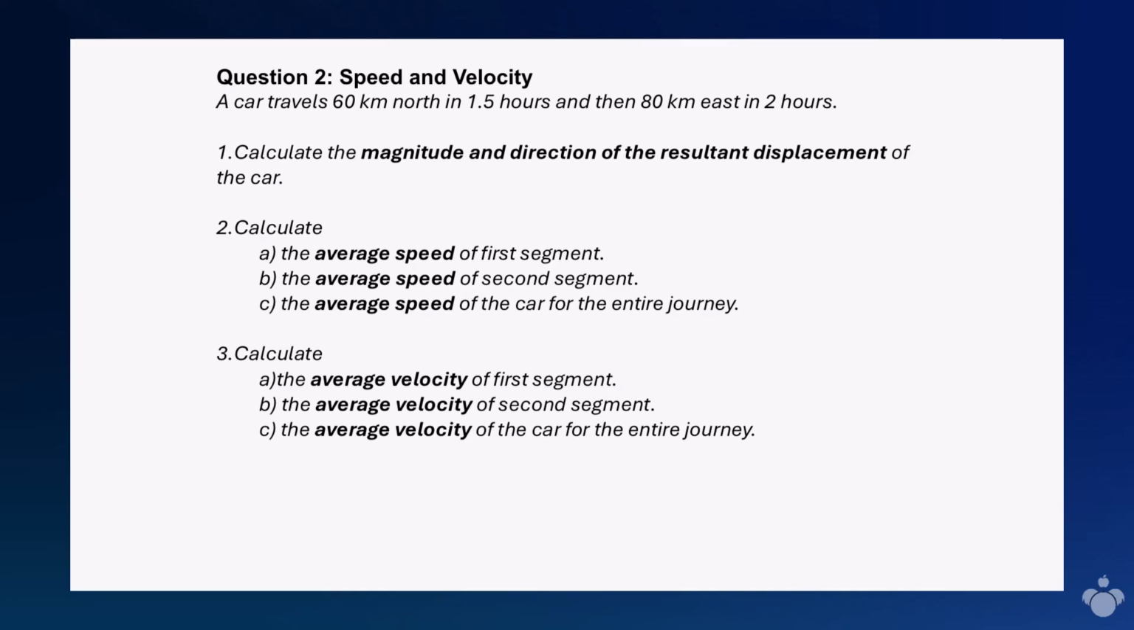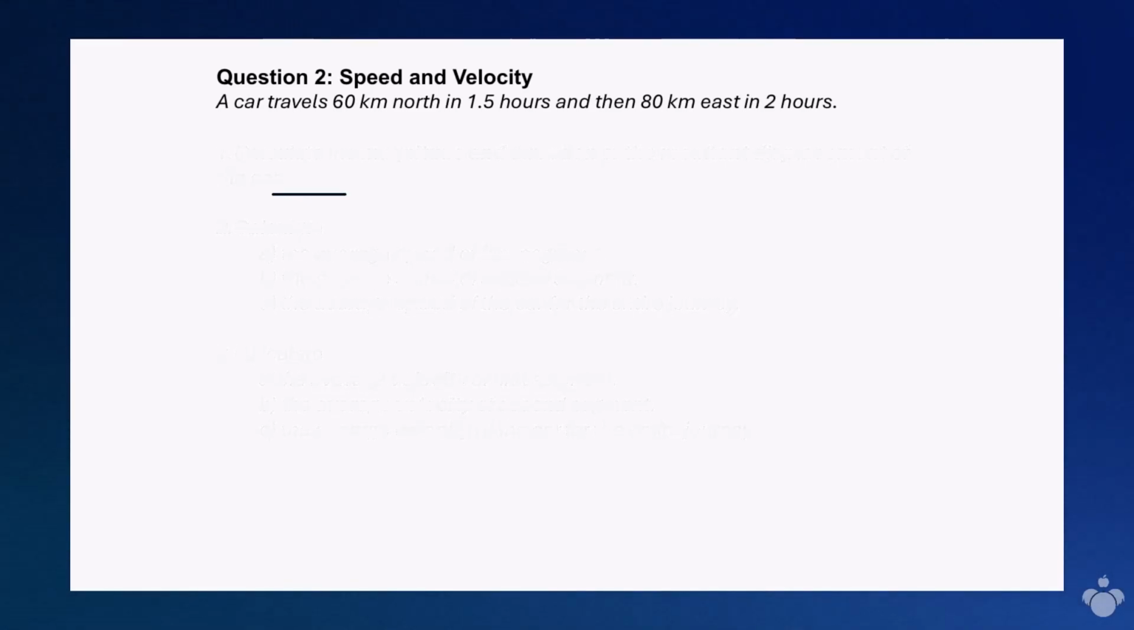In the first segment, the car travels 60 kilometers north in 1.5 hours. In the second segment, it travels 80 kilometers east in 2 hours. To make this clear, let's start by drawing a diagram. First, we label the directions, upward being north, for reference.